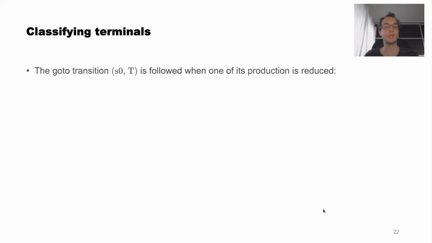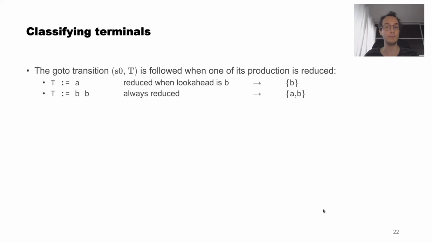How can we group terminals? Let's look at transition S0T. It is followed when one of the productions of T is reduced. Production T = A is reduced only when lookahead is B. Let's write down the set B. Production T = BB is reduced no matter what the lookahead is. The associated set is AB.